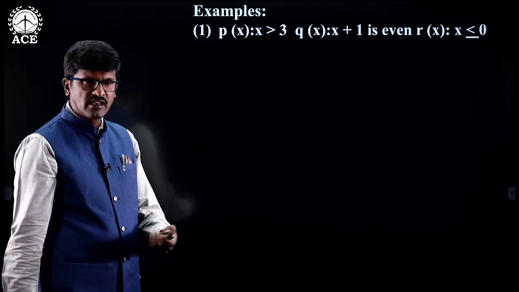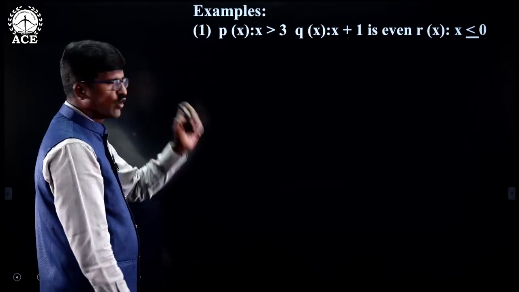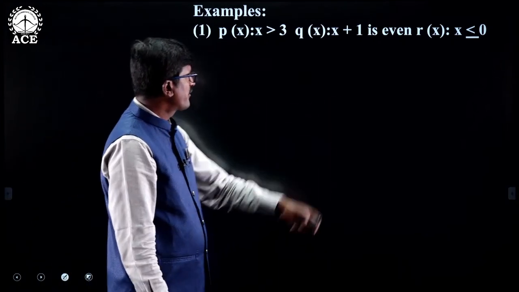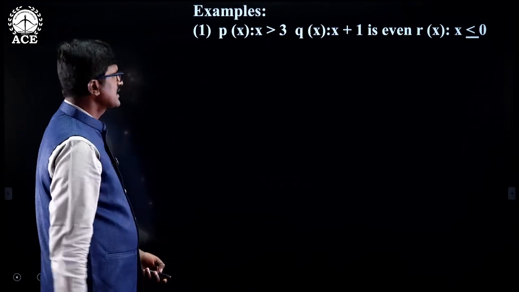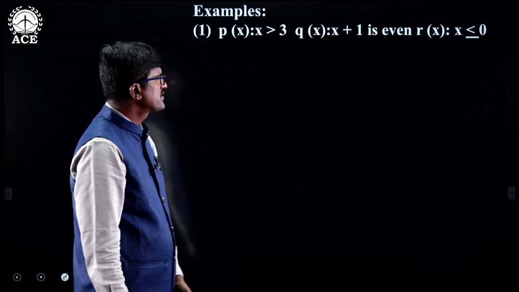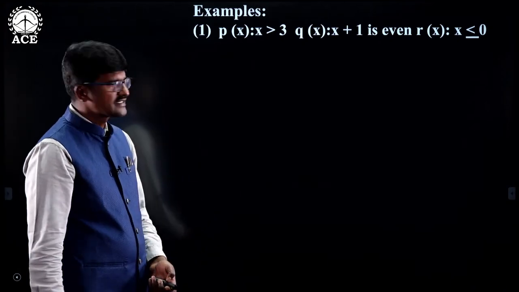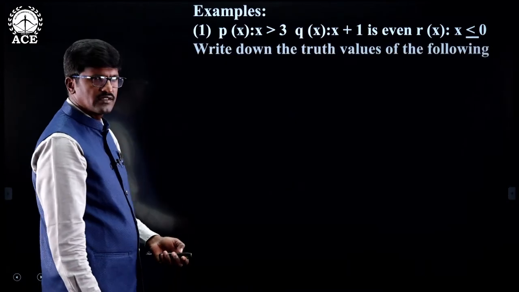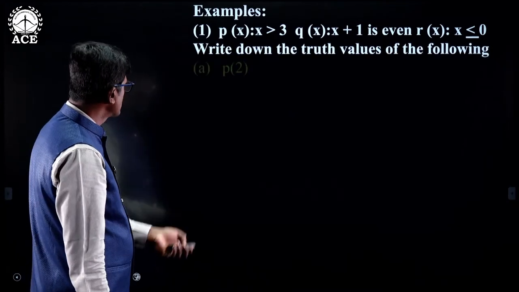Now, let us see some examples. Here, I am taking some open statements, P of X, Q of X, and R of X. P of X is X is greater than 3, Q of X is X plus 1 is an even integer, and R of X is X is less than or equal to 0. Now I am going to find out the truth values of these statements.